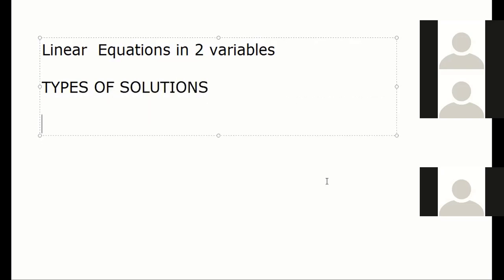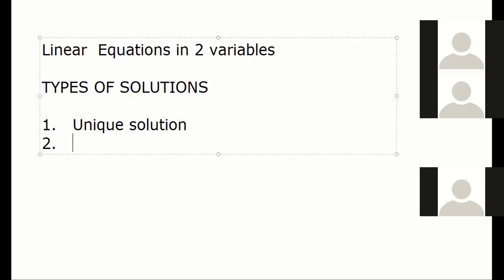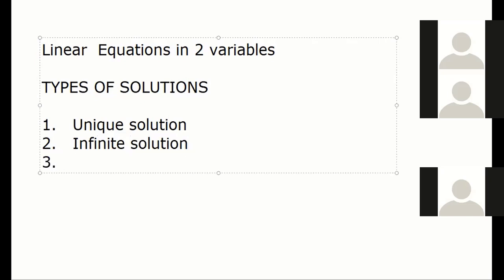Types of solution can be unique solution, infinite solution, no solution. There are 3 categories. Unique solution, you get exactly one solution. Infinite: even for a set of 2 equations, there can be infinite solutions. And also there can be no solution. Let's understand the concept of all these 3 using the graph first.